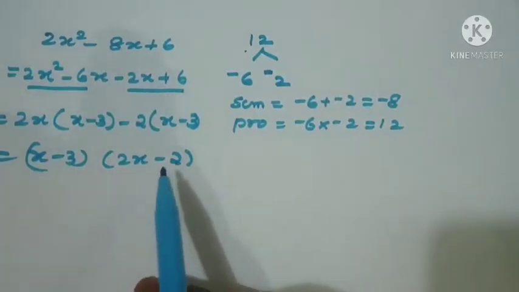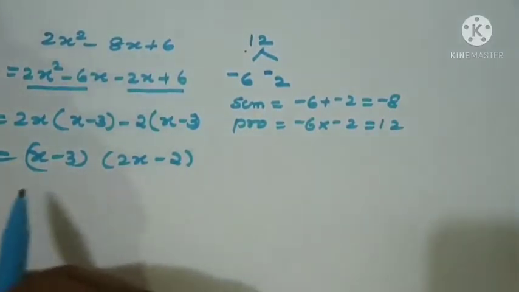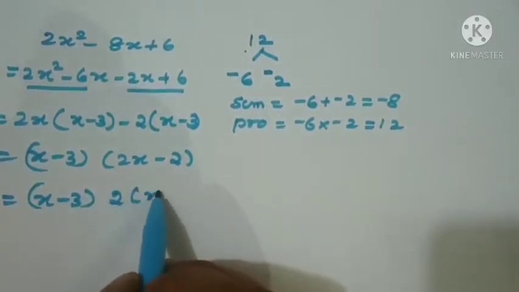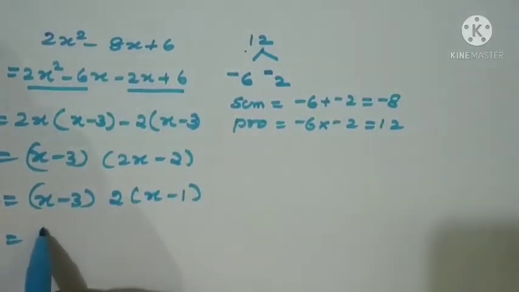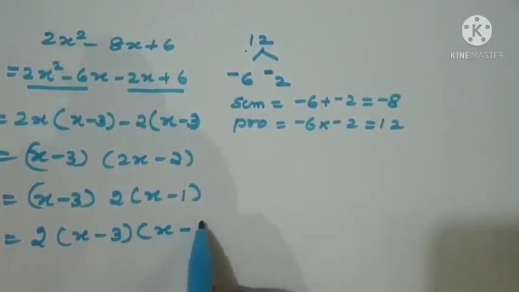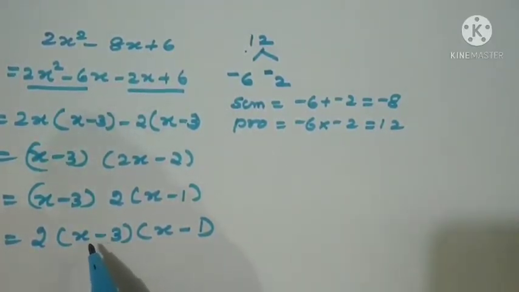But in 2x minus 2, 2 is common. So we can take out a common 2 first, and in the bracket we will have x minus 1. So we arrange this as 2 into (x minus 3) into (x minus 1). Which are the factors? 2 is a common factor, and x minus 3 and x minus 1 are also factors. We need zeros, so we should equate this to 0. 2 cannot be 0, so x minus 3 and x minus 1 should be equal to 0.